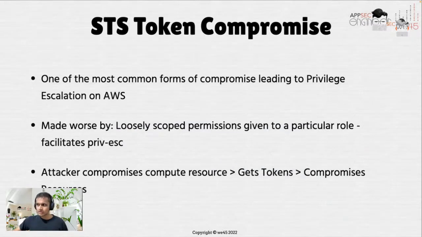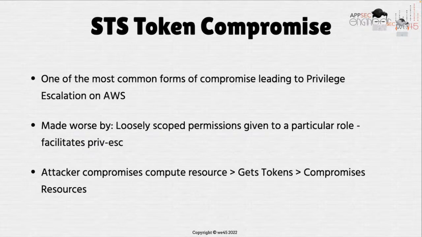Now, one of the most common forms of attacks in AWS that lead to privilege escalation is compromising the service account token or the security token service. And this can be a whole lot worse if the IAM roles that are attached are poorly configured. For example, if you've given wildcards or if you've given access to resources that this role typically does not need to have access to, this can lead to potential privilege escalation.